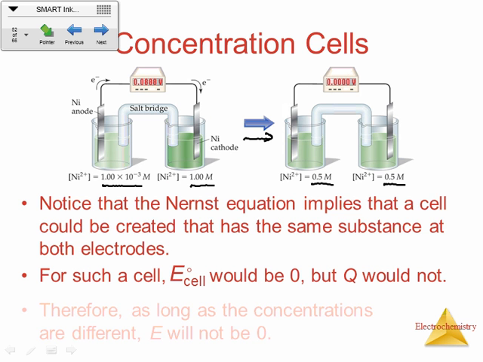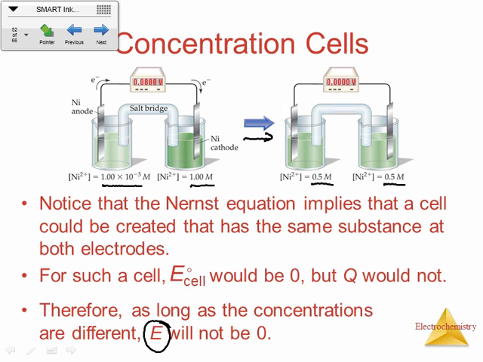For such a cell, E0 of the cell would be 0, but Q would not. As long as the concentrations are different, E will not be 0. E0 would be 0 because for E0 you're calculating if they're both at 1 molar concentrations, which they're not here. This thing is not at standard conditions because at least one of the concentrations is different than one.